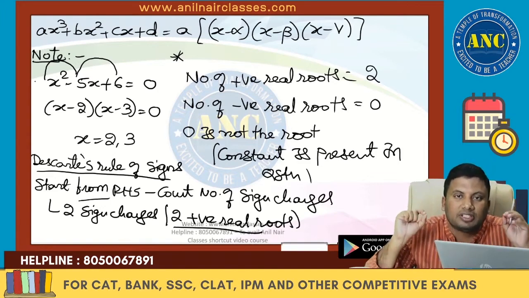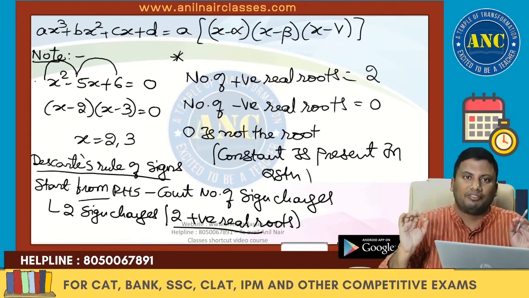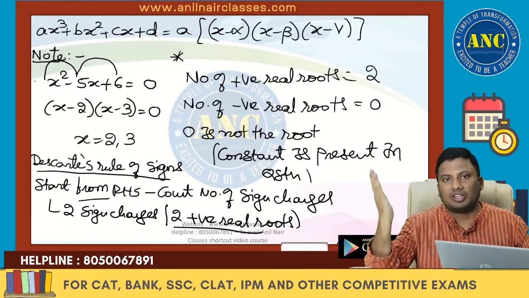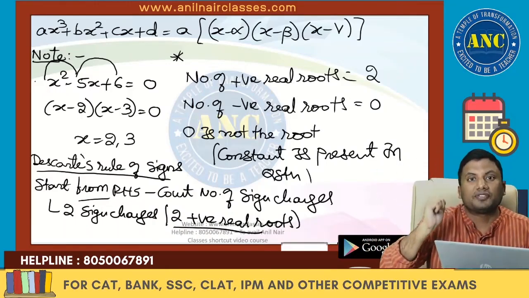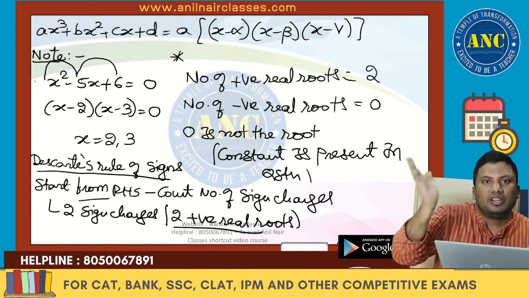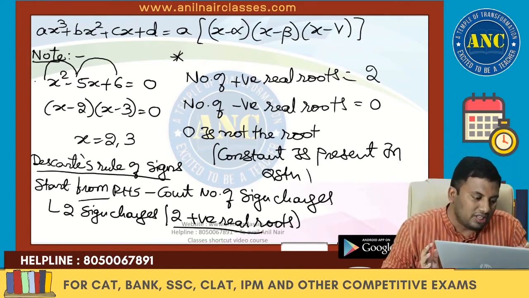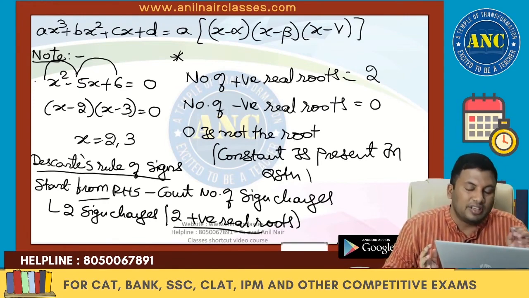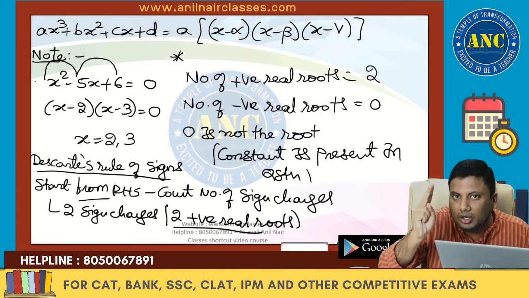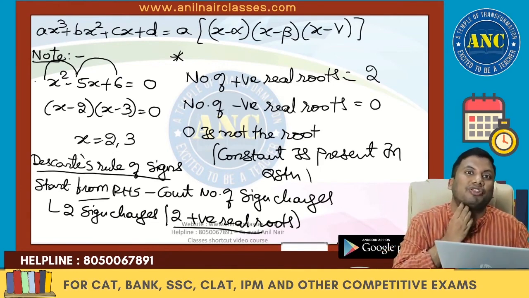If he gives any polynomial equation, how to find out the number of positive real roots? Start from the constant. Count the number of sign changes. A sign change is where the positive is becoming a negative or negative is becoming positive. Positive is becoming a negative. Negative is becoming positive. So there are two sign changes. If there are two sign changes, then the number of positive real roots is nothing but 2.